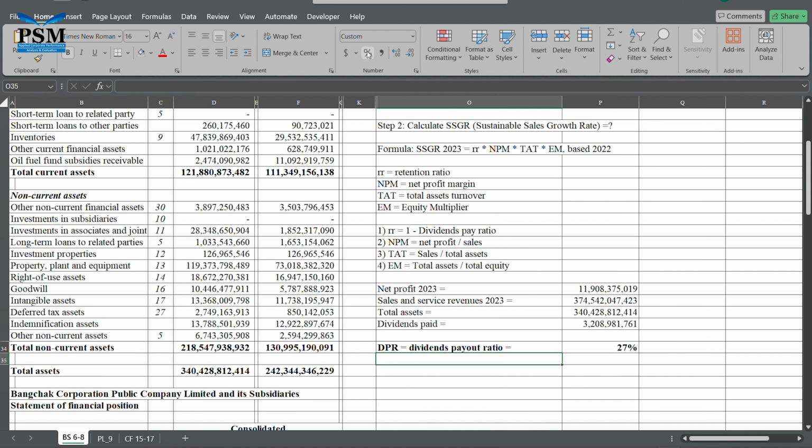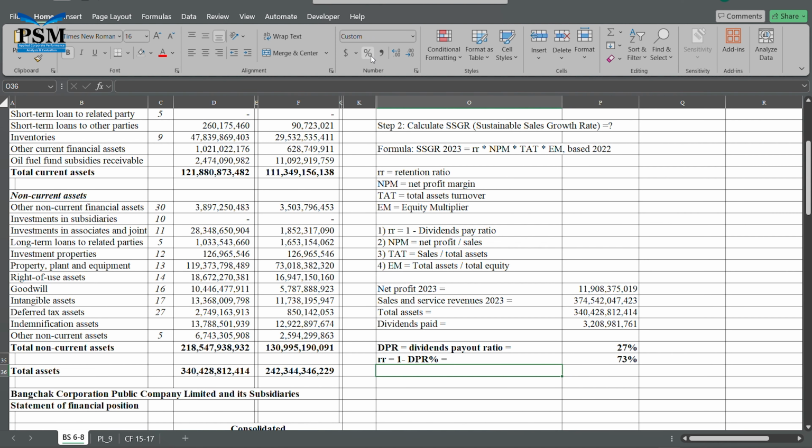Now that we have the payout ratio, we can calculate the retention ratio, which is 1 minus the DPR, the dividend payout ratio. DPR is 27%. We make it a percentage, deduct from 100, and we get 73%, meaning 73% of the profit is retained or reinvested in the business. It represents the internal sources of funds.